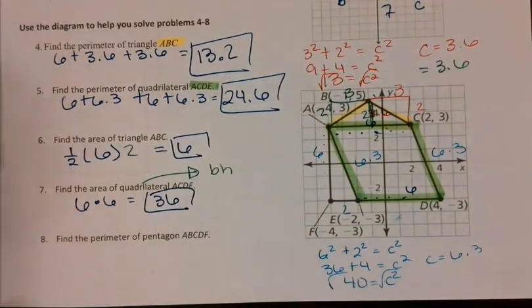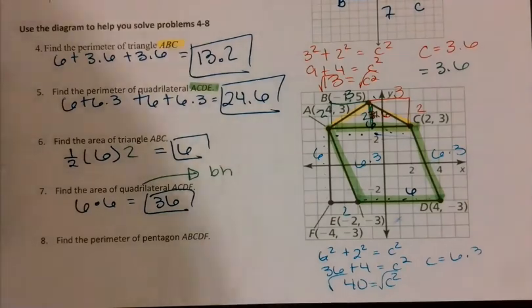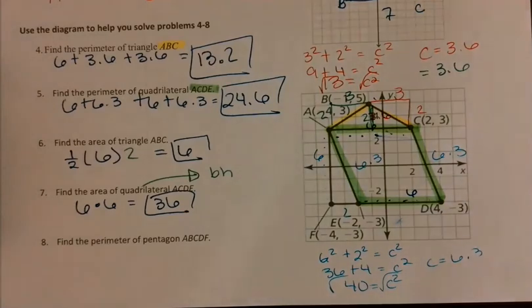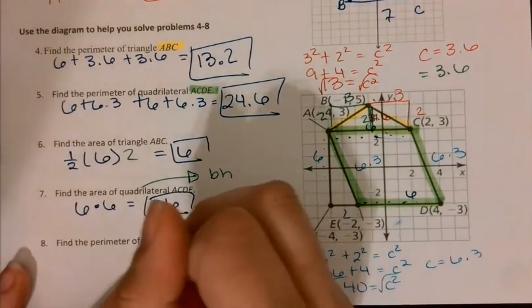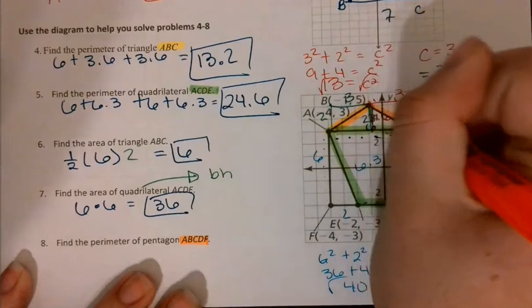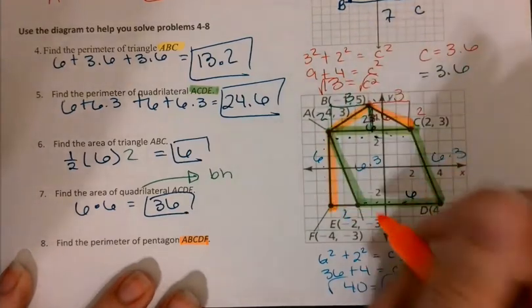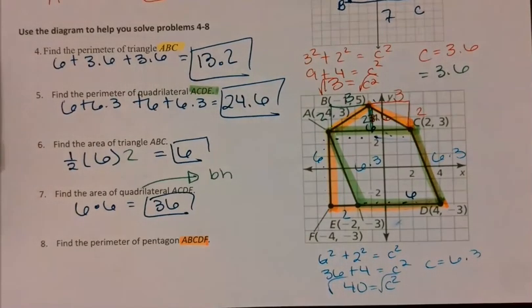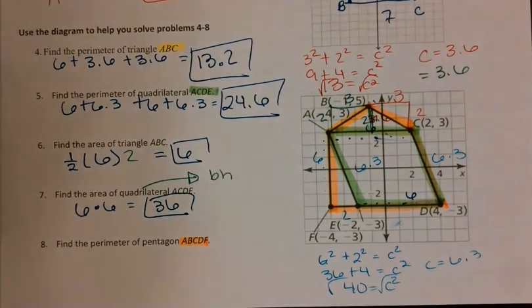Then I need to find the perimeter of A, B, C, D, F. Where's my blue letter? Actually, let's do orange. A, B, C, D, F is this, this, this, this, and this. That looks gross. Okay. Then, so I know everything.